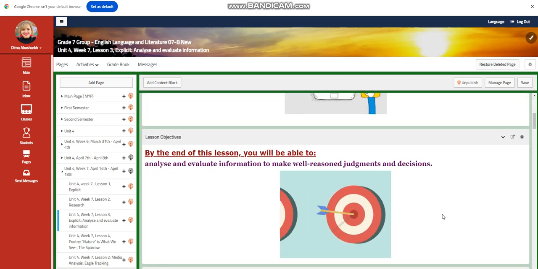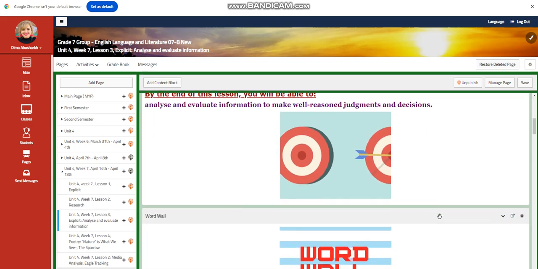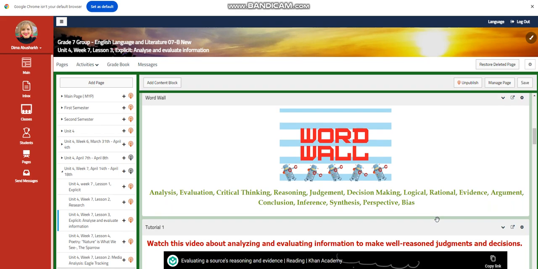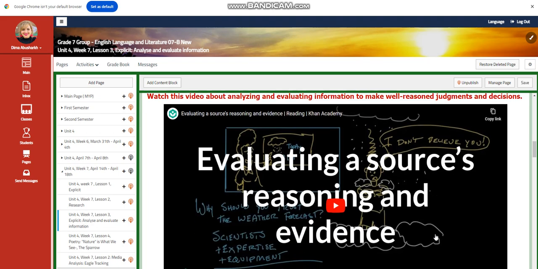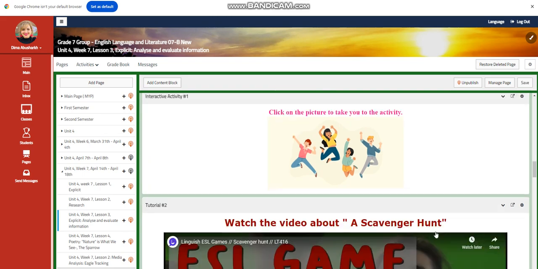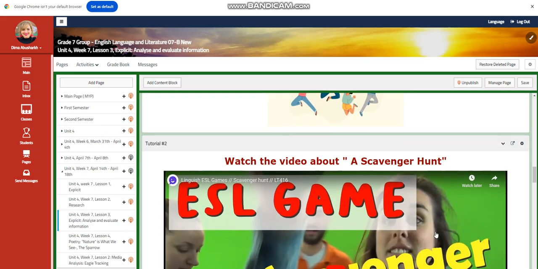For lesson 3, you're going to analyze and evaluate the information to make well-reasoned judgments and decisions. You're going to have a word wall consisting of analysis, evaluation, critical thinking, reasoning, judgment, decision-making, logical, rational. You're going to watch a video about evaluating sources, reasoning and evidence. You will have an interactive activity related to that.